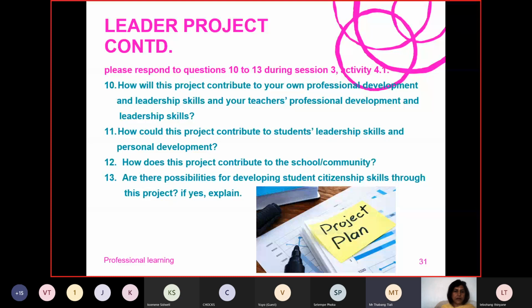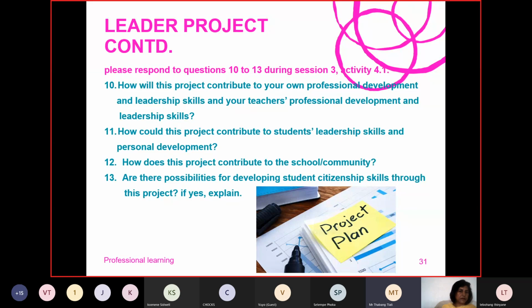Should I read the next one? Yes, please. Which is number 12. How does this project contribute to the school community? Brilliant. Right? How does it contribute to the school and the community to make it a better place for learning and teaching? Continue, the last point.